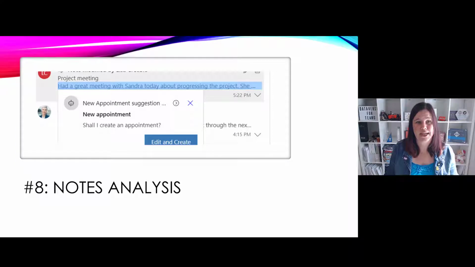So the note I've created here is something like, had a great meeting. She would like to set up a call with the rest of the team next week. The system prompts me to say, do you want to create an appointment? I go, yes. And it just comes up with that quick create, which makes it super easy for me to do that.